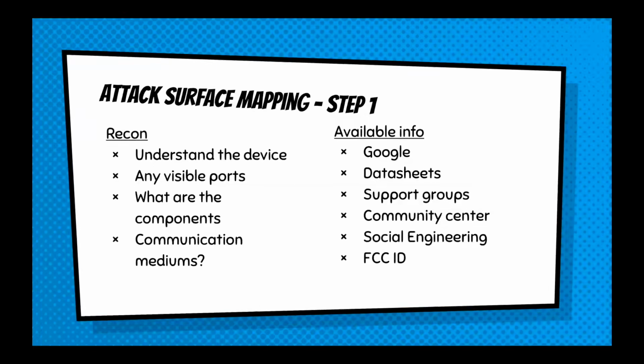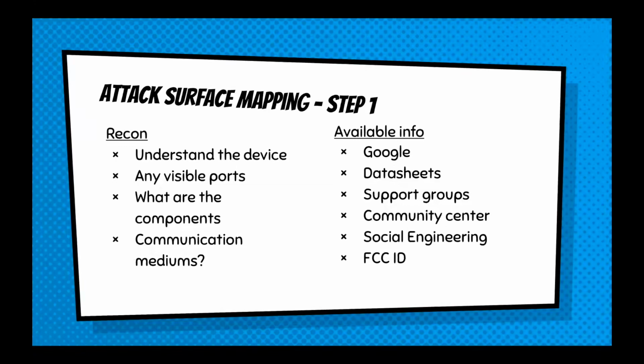So attack surface mapping, what do you actually do in attack surface mapping? The basic recon, look at the device. Are there any visible ports? Is there something like an Ethernet port? Is there an SD card port or any other external storage or any other things that you can pretty much identify from the device? So all those kinds of reconnaissance.